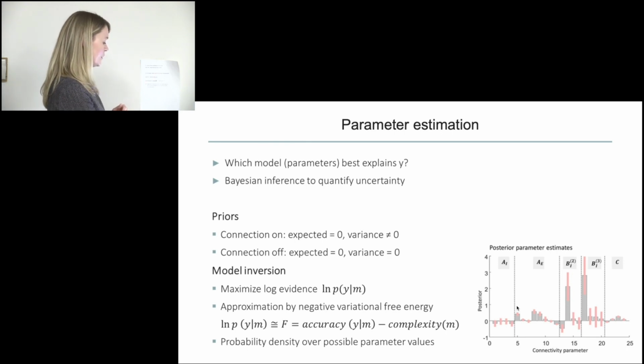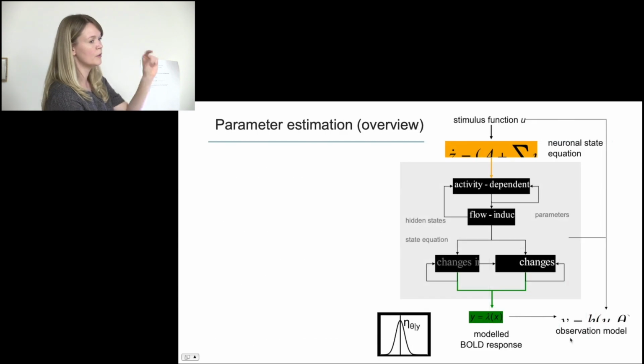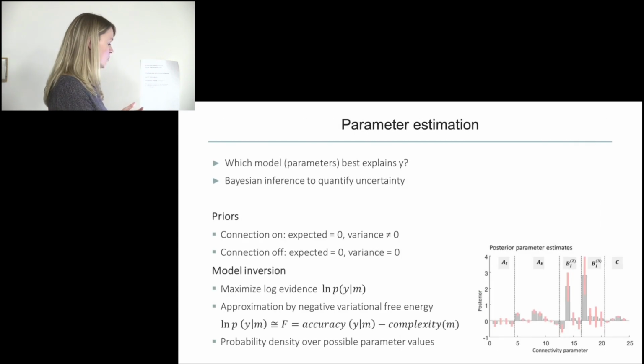And we will get the posterior estimate for here. This is connection parameter number 14, and you can then look it up. Which one was 14? And we have a number of parameters. Sorry, the mouse keeps disappearing.